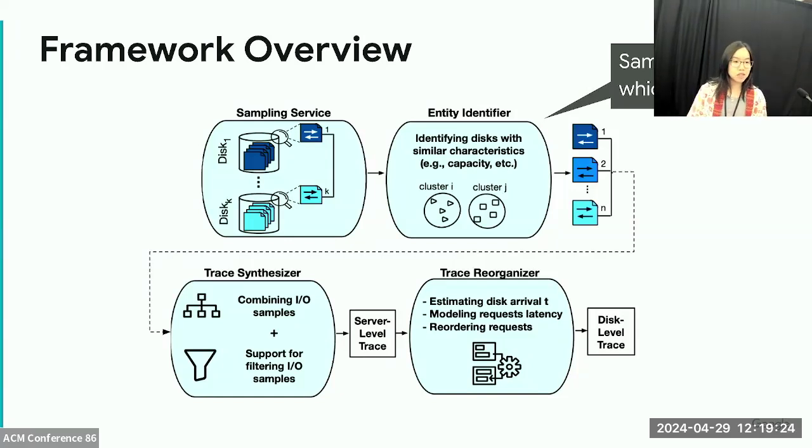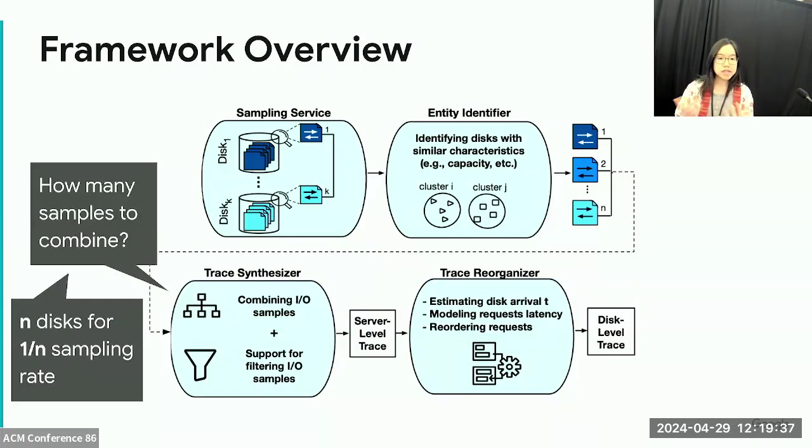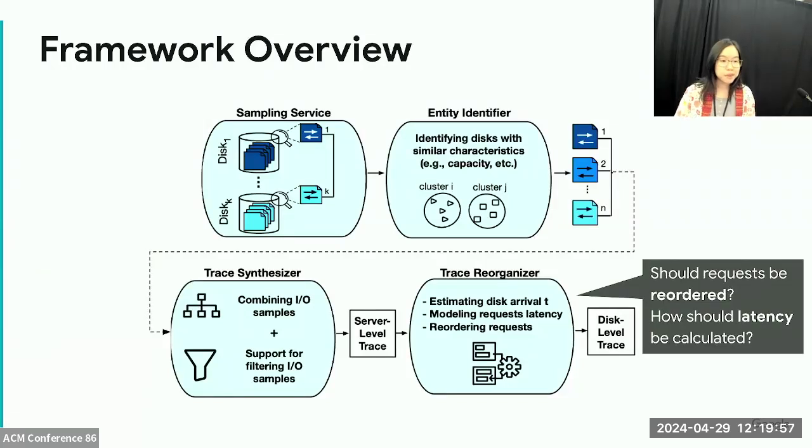So now that we have identified similar disks, which are in the same k-means cluster, we need to figure out how many samples we actually need to combine to make up a full resolution trace. This is actually quite simple. If the sampling service samples 1 every n, or has a 1 over n sampling rate, we essentially need to combine samples from n disks together. At this stage, the combined trace actually represents the trace at the server level. To get the disk level trace, we need to do a little bit more reorganization. What do I mean by this?